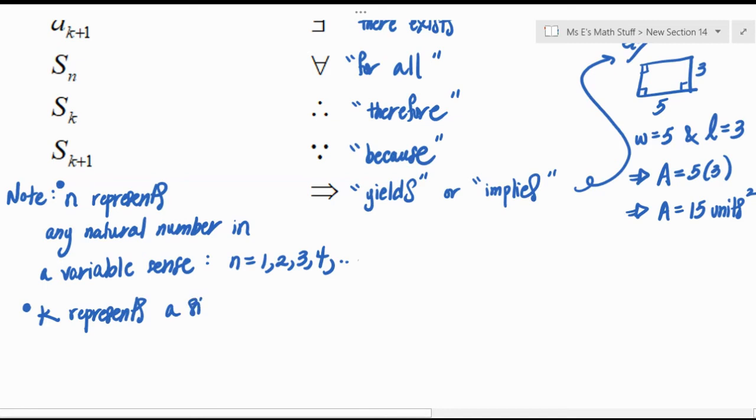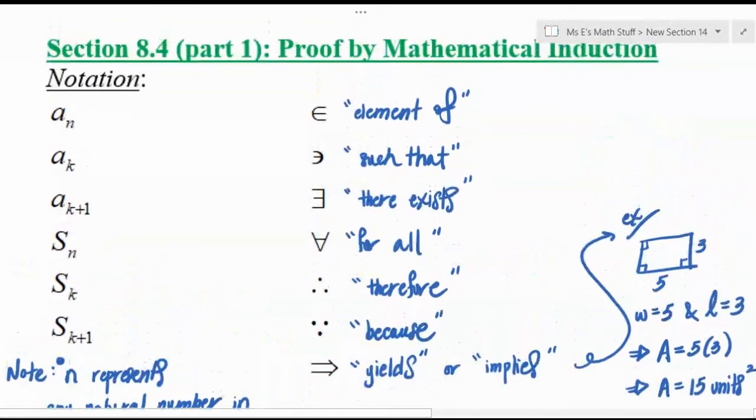So K represents a single arbitrary constant. While N is variable, K isn't. K is fixed. It is just one of the natural numbers, we're just not saying which one. It's just a single value. All right, so that's the big difference between N and K.